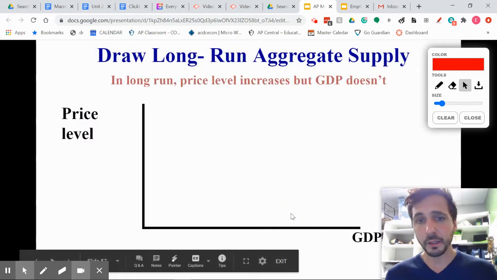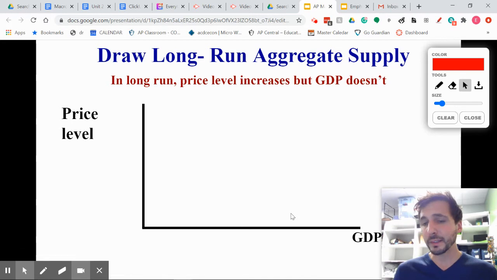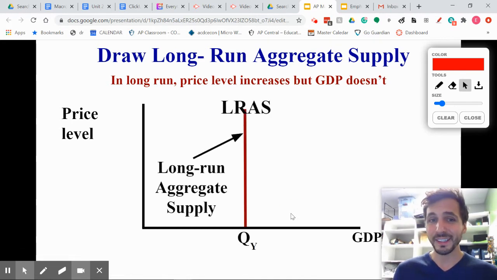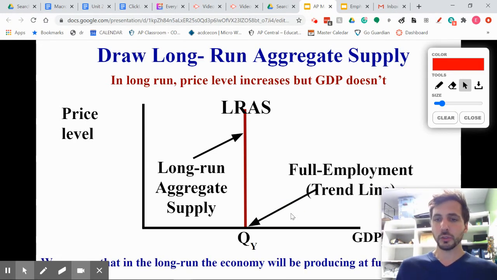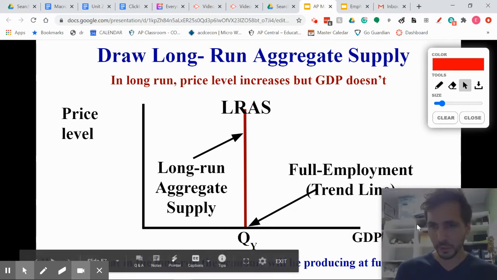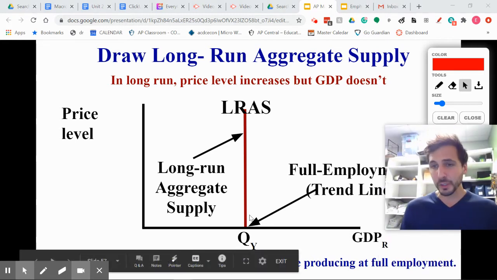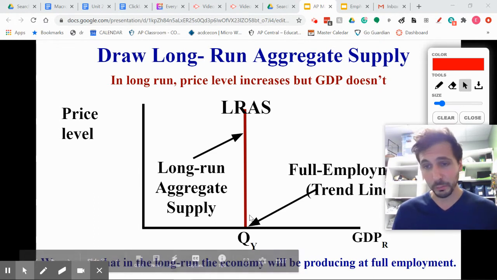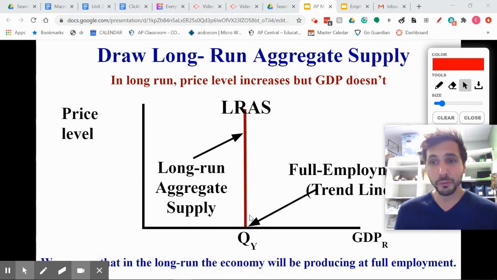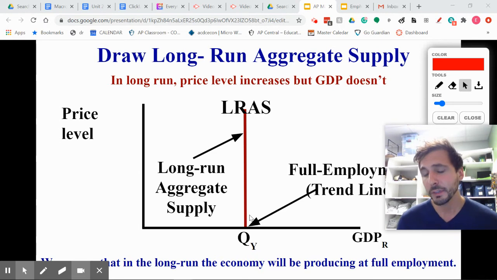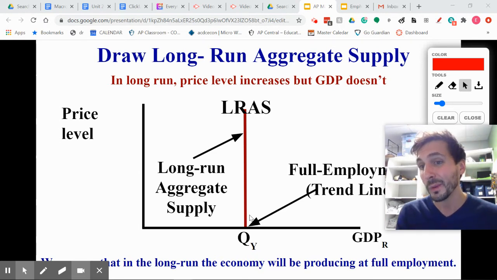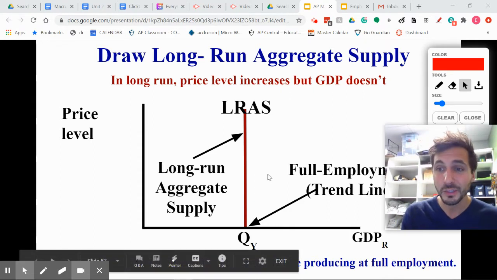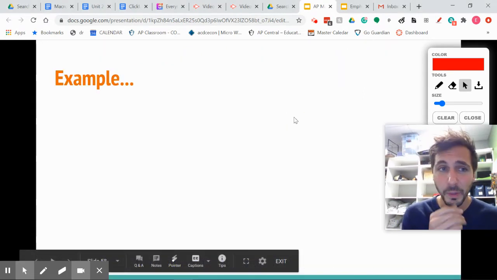So what's it look like? Long run aggregate supply. In the long run, price level increases, but GDP does not. It looks like this. Normally we have it at QY or GDPY, which is full employment trend. That's exactly where we want to be. In the long enough timeline, incentives are in place for our economy to produce at full employment. This is the term that many free market economists call leave it alone, supply takes it home. Right? We will always end up back at full employment if we don't get in the way. The problem is politicians are always getting in the way.